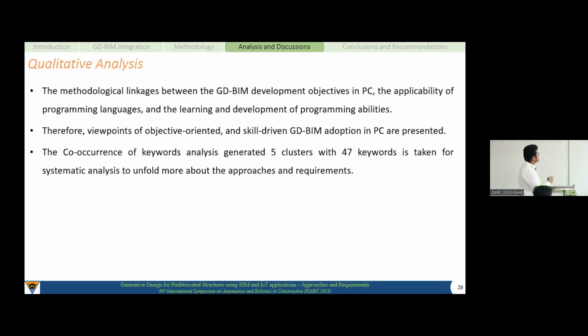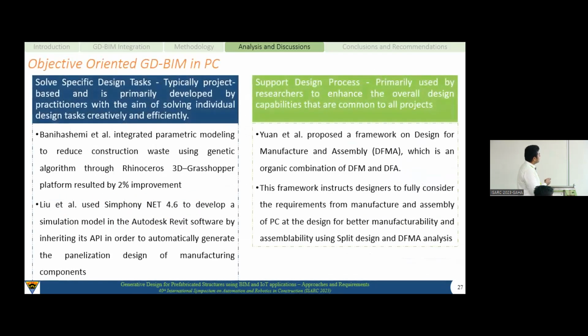Coming to the qualitative analysis, the methodological linkages between GD-BIM development and the applicability of programming languages, and the learning development of programming abilities, will be discussed. It is based on the co-occurrence of keywords. So we'll discuss objective-oriented GD-BIM in PC and skill-driven GD-BIM in PC. Objective-oriented GD-BIM has 2 points. One is that it solves specific design tasks, which are typical to the project, and it can support the design process. Some authors discuss only specific design tasks, I mean specific to projects, and some authors discuss GD-BIM integration in the wholesome area.